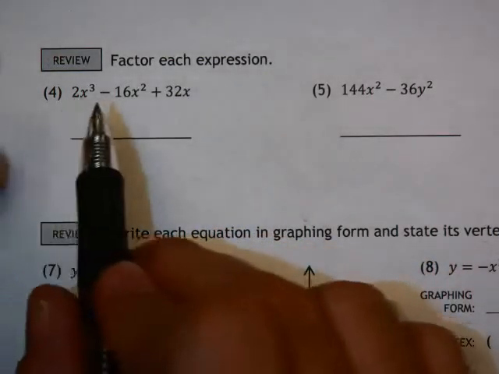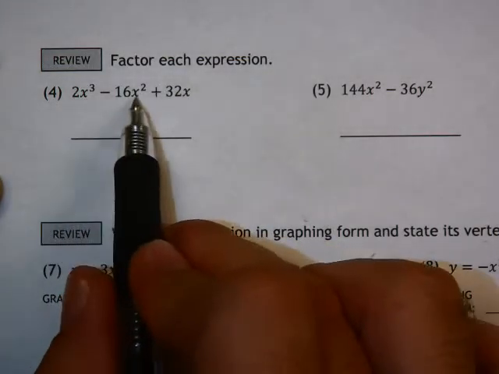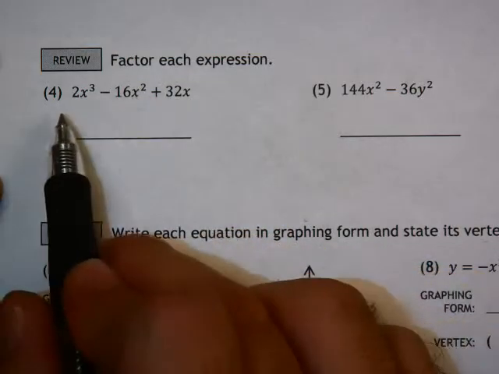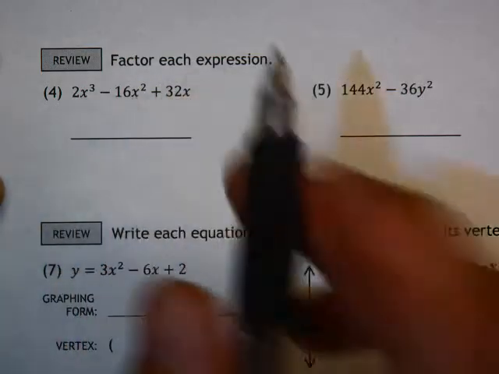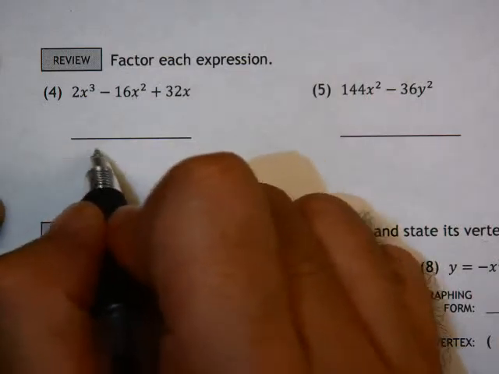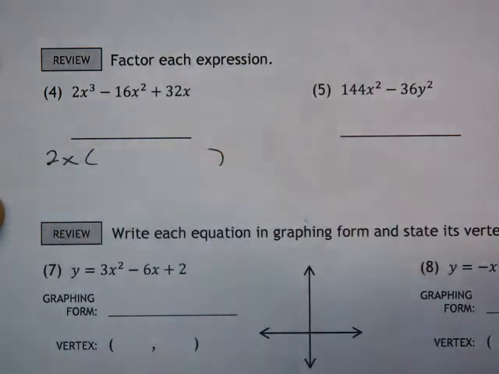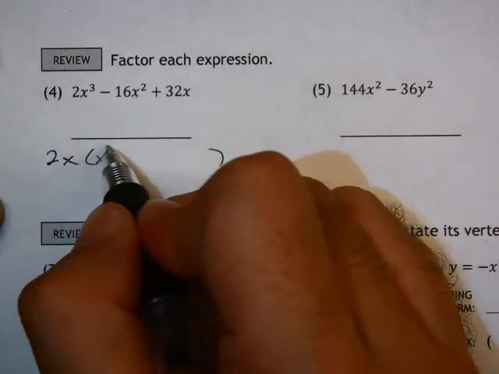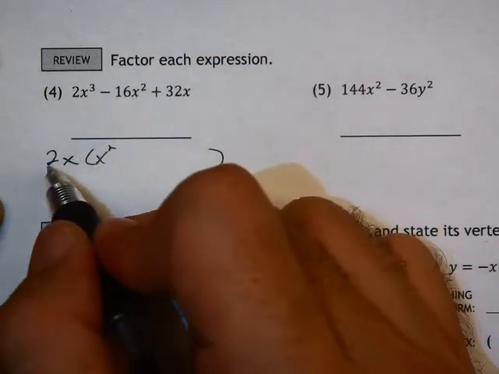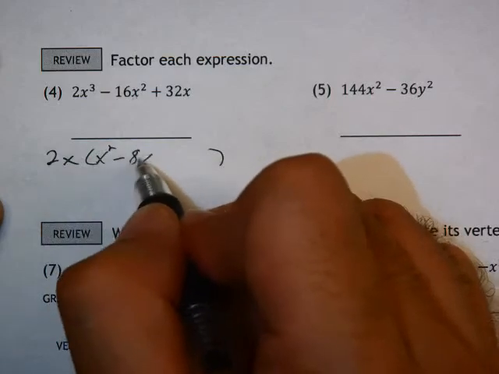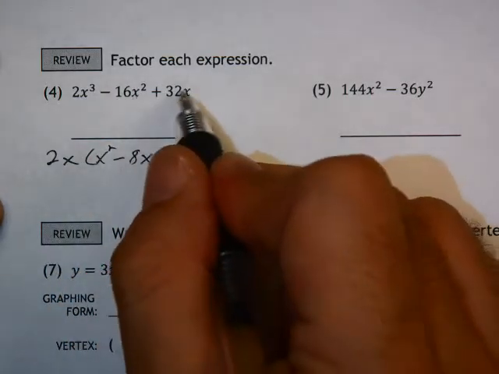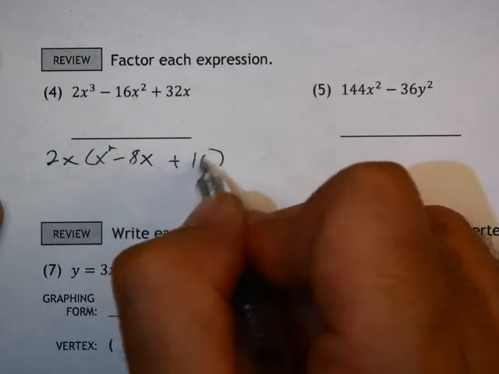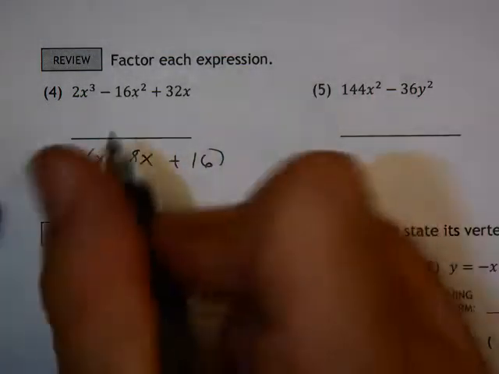And for number 4, I'm going to start by noticing that each term has an x common to it, and each term you can also divide by 2. So this starts with a common factor. I'm going to take that 2x out. When I divide this by 2x, I get 1x squared. Divide negative 16 by 2, I get negative 8. I'm left with x to the first. And this last term, there's no x's, but 32 divided by 2 is positive 16.